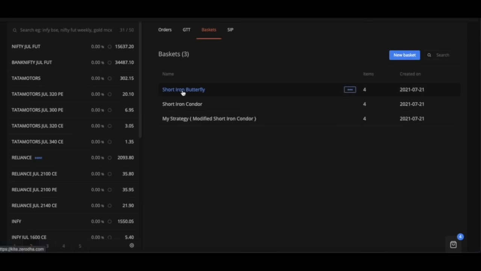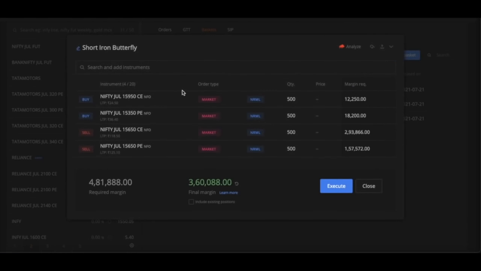Firstly, let's see the short iron butterfly strategy, also known as the short iron fly strategy. What I do in practice is I execute the buying options first and then the selling options. Doing this, I enjoy the margin benefits of hedging. Currently, I have created these strategies for the expiry date, which is 9 days away.